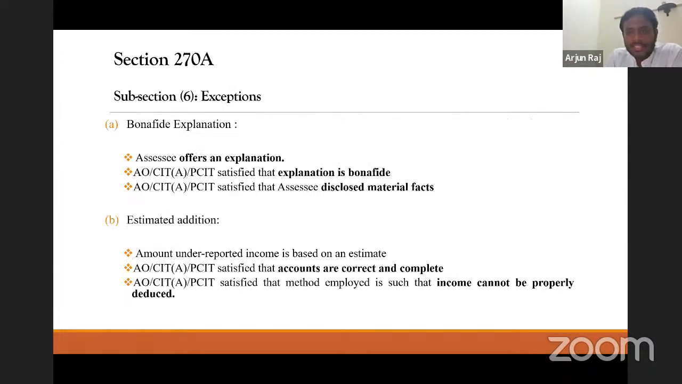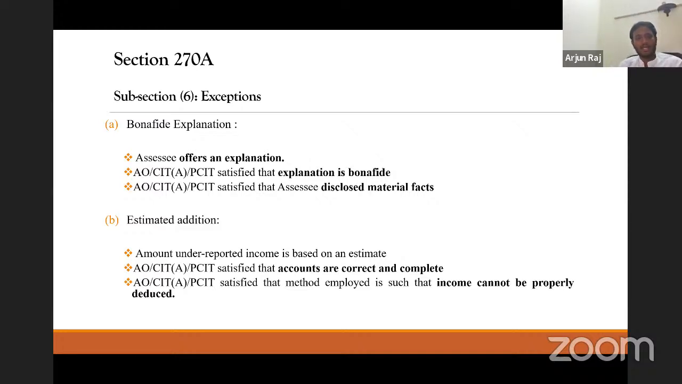Next is a crucial subsection where the exceptions are being carved out in 270A. Now, let's assume 270A(2) gets attracted. There is an underreporting of income. Still, whether it can be said that it will not fall within the ambit of this penalty provision? For that, there are specifically 5 limbs stated in subsection 6, where, if the conditions are satisfied, it can be construed as an exception to this penalty.